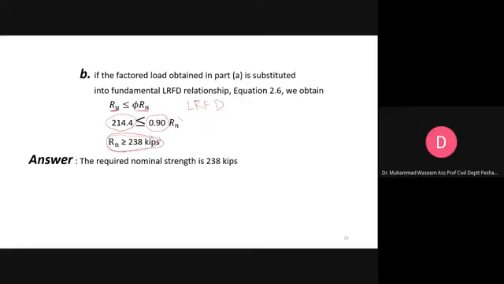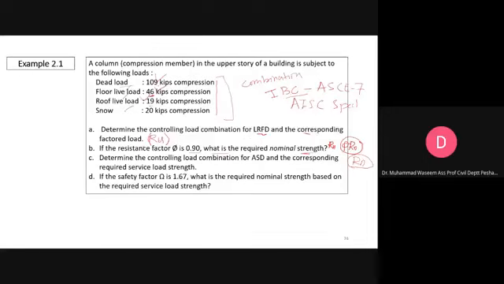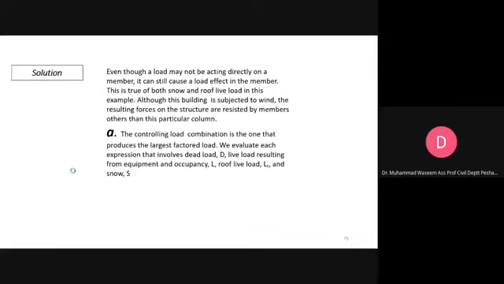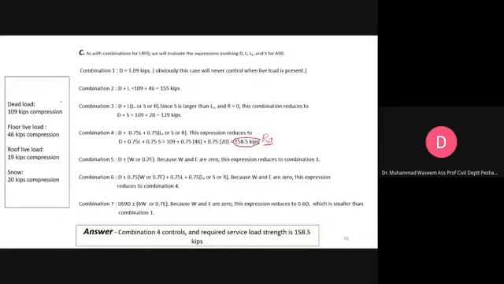Okay, now if I go back to this example again, it is asking the same thing in case of ASD. This was in the case of LRFD. This is in the case of ASD. So if you go through this slide, now you have to refer to the code. It will give you certain combinations. Okay, now you have to see which combination is giving you the maximum value, and this maximum value will be your required strength.